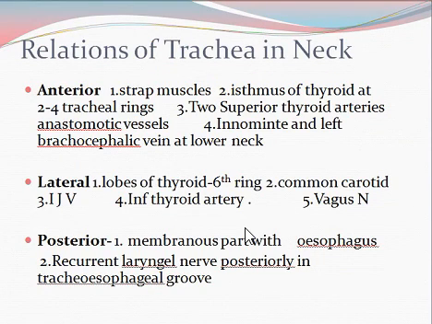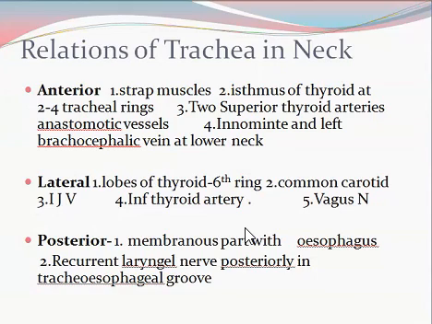Relations of the trachea in the neck. Anteriorly, you have the strap muscles, that is sternothyroid and sternohyoid, which cover it anteriorly. The isthmus of the thyroid gland is present at the 2nd, 3rd, and 4th tracheal rings. This is important whenever you do thyroid surgery. The two superior thyroid arteries give branches which anastomose anteriorly. The anastomotic vessels are also present anteriorly. The innominate vein and left brachiocephalic vein at the lower part of the neck come into an anterior position to the trachea.